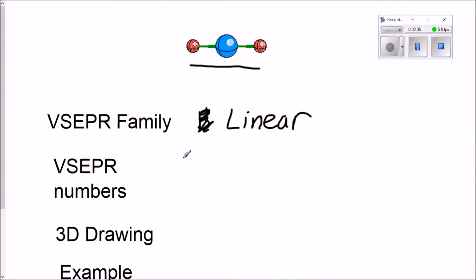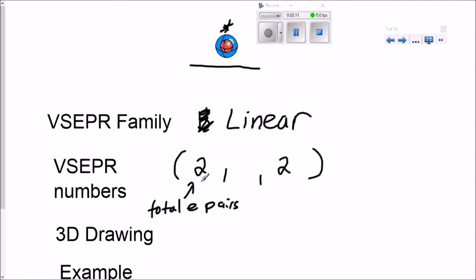In VSEPR, we assign 3 numbers. The first number tells us the total number of electron pairs; I've got 2 pairs of electrons. The second number tells you the number of bonding pairs of electrons, and the third number tells you the number of lone pairs of electrons. There are 2 bonding pairs here, so the number is 220. Whenever you get a 220, you get this formation.